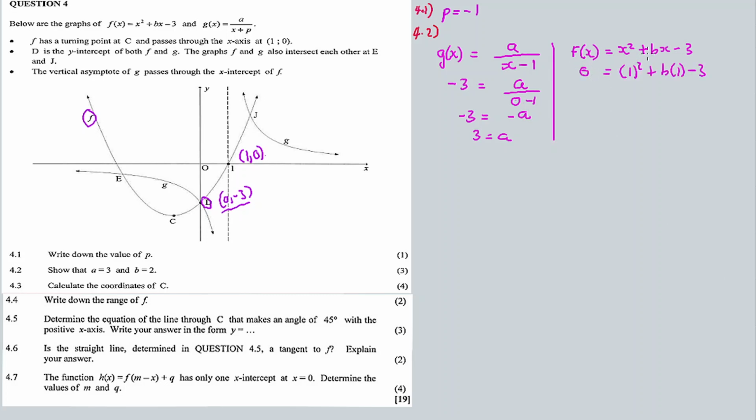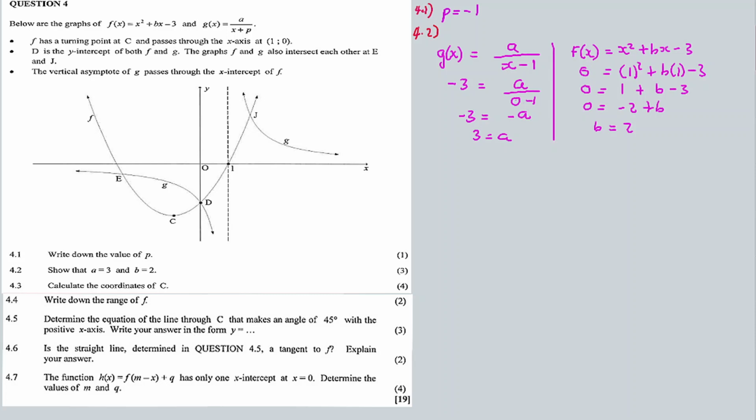y is 0 and x is equal to 1, so it's 1 squared plus 1 times b, minus 3. So 0 equals 1 plus b minus 3. 1 subtract 3 is negative 2, so negative 2 plus b; you transpose the 2 to the right-hand side and it becomes positive 2. Therefore b is equal to 2. So we have proved that a is equal to 3 and b is equal to 2.